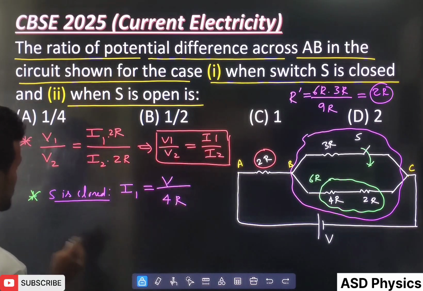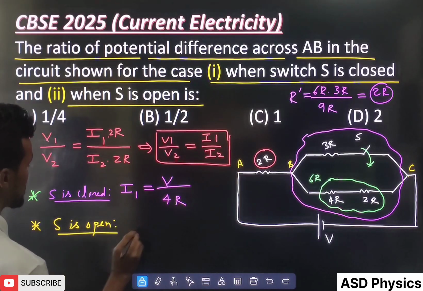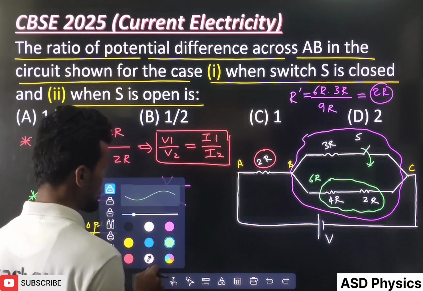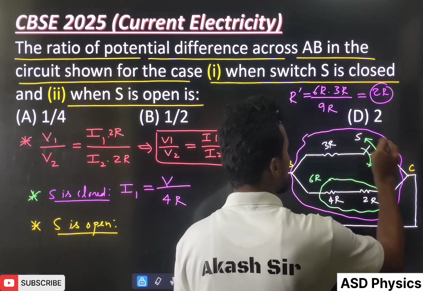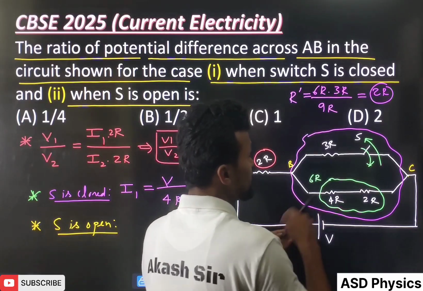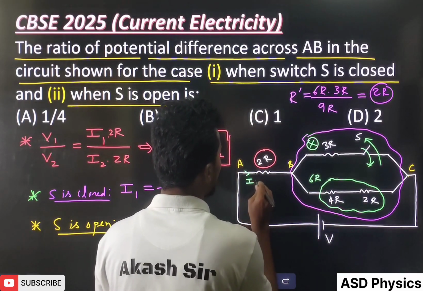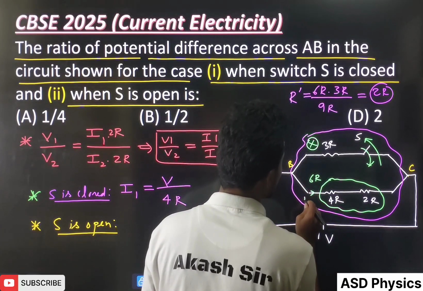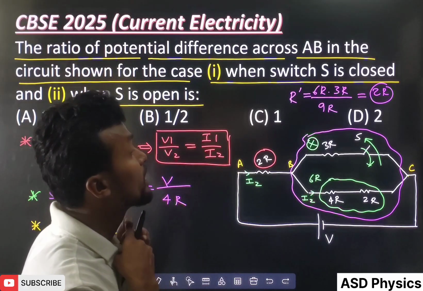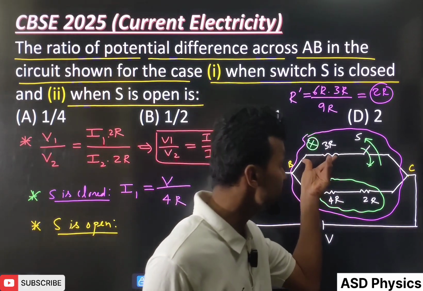Now students, when the switch S is open, second situation, there will be no current in this 3R. So if the current is I2, no current this side, so here also current will flow I2. You can see very well students, this 2R and this 6R will come in series because there is no current in this 3R.